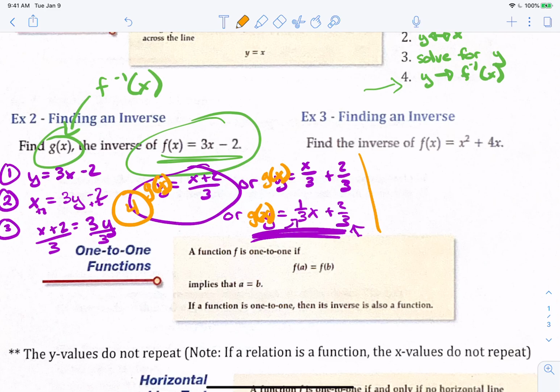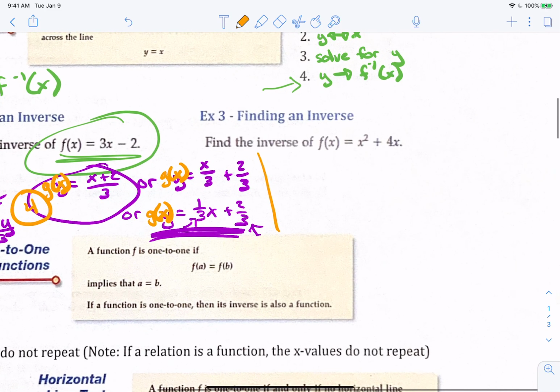All right, example 3, finding the inverse of that guy. Do I want to do that? Well, are we going to have it on our homework? Yeah, it's kind of gross though. Okay, so I'll show you why this is gross.